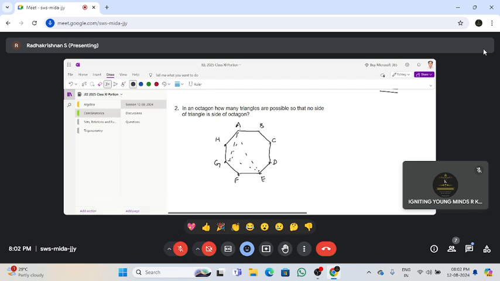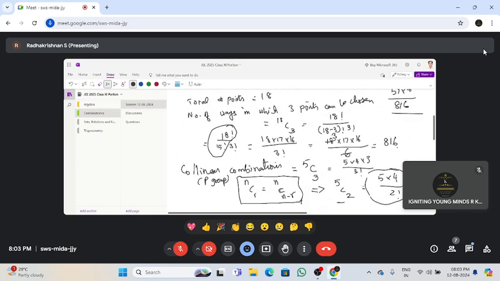Here, how many points are there? So we have to pick up 3 points out of these. How many points are there totally? 8, right? A, B, C, D, E, F, G, H, 8 points are there, and we have to pick up 3 points. So in how many ways can we pick up 3 points out of 8? 8C3. Let us calculate that first.